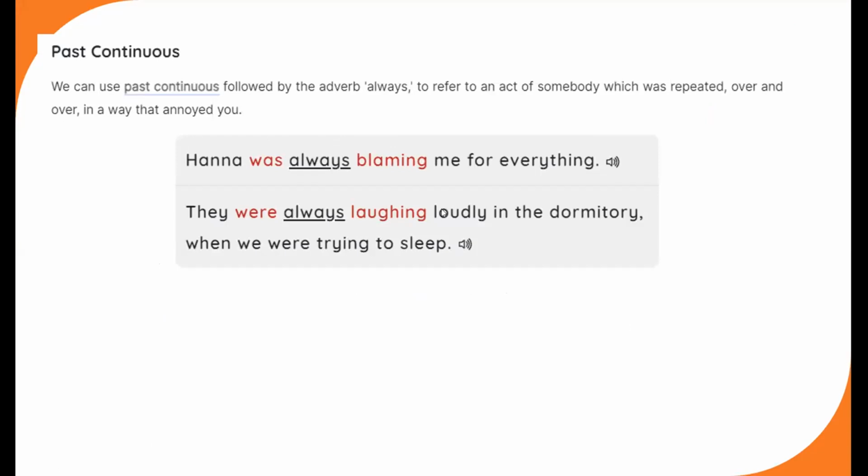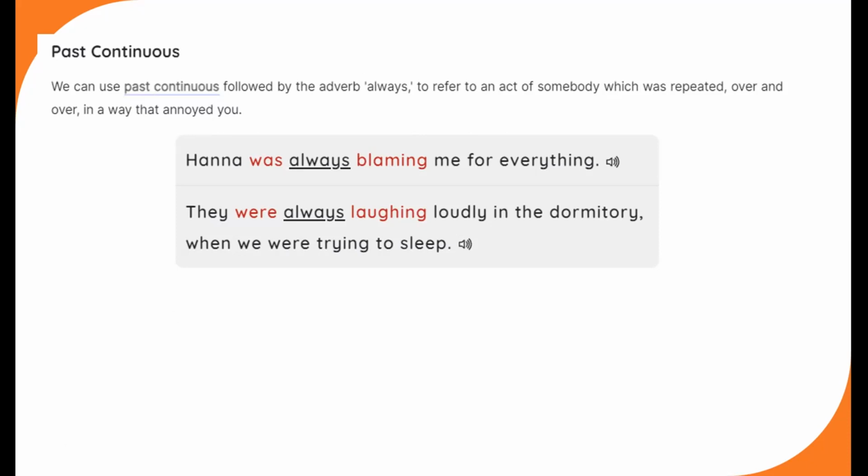Please, Manuela, please read both examples. Hannah was always blaming me for everything, and they were always laughing loudly in the dormitory when we were trying to sleep. Yes, Hannah was always blaming me for everything. They were always laughing loudly in the dormitory. So this is for habits that we find annoying, okay?